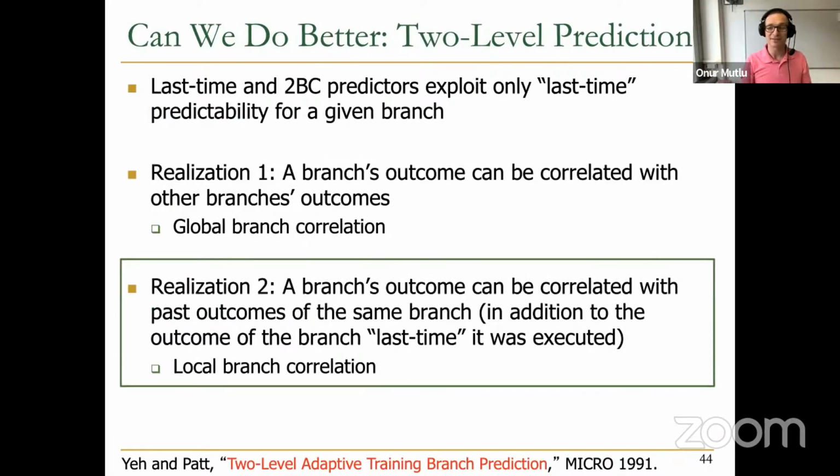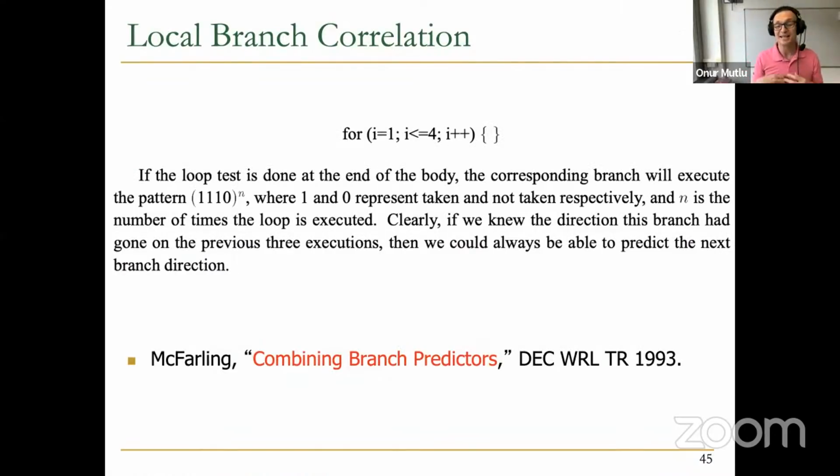Now let's look at the second realization, which brings us to local branch correlation. And this realization is that a branch's outcome can be correlated with past outcomes of the same branch, in addition to the outcome of the branch that is exploited by the last time predictors. And this is again nicely explained by your paper, Combining Branch Predictors.